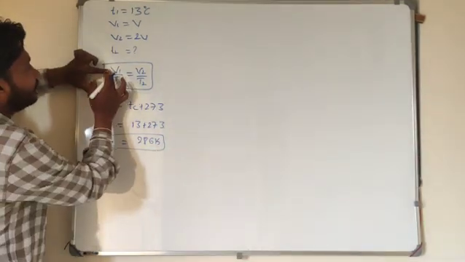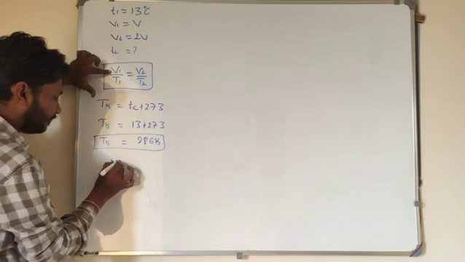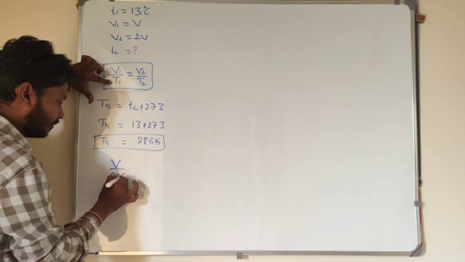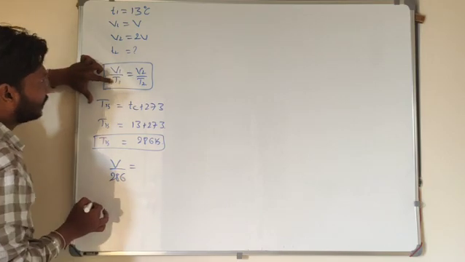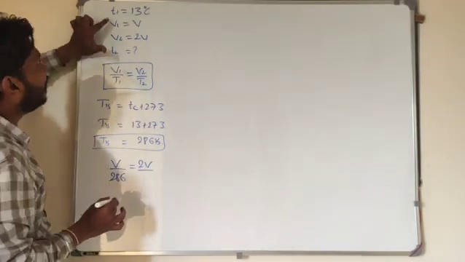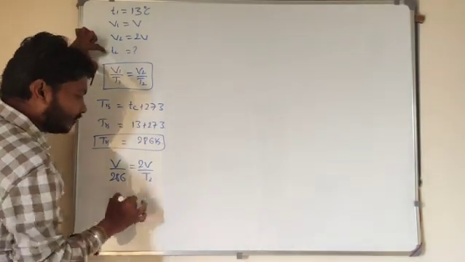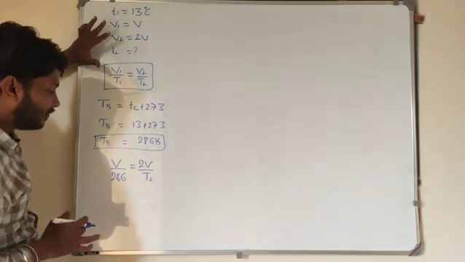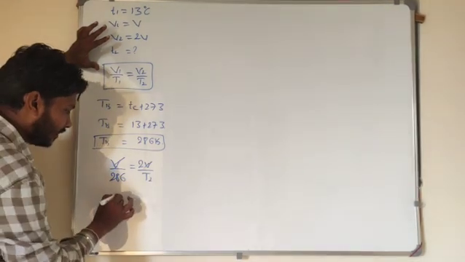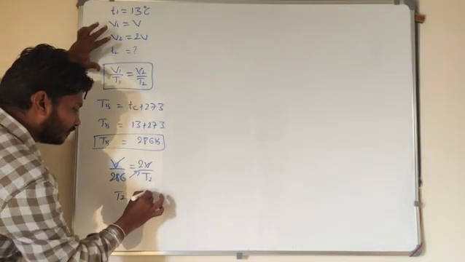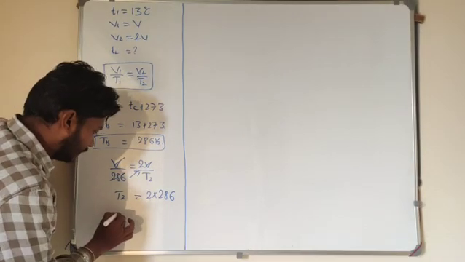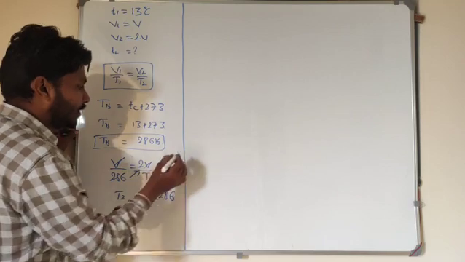Now they mention that initial volume is V. Initial volume I can consider as V. Temperature is 286, right? It is equal to V2, what they given, 2 times of V divided by T2. I have to find out T2 value. V term will get cancelled out here. Okay, look at here, T2 is equal to 2 into 286. So T2 value is how much, 2 into 286.